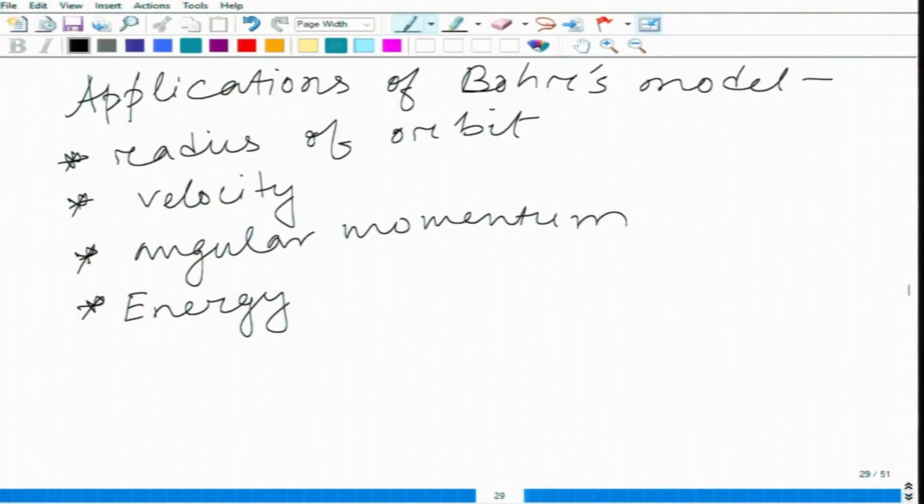We have studied the postulates of Bohr's theory. Now we will study the applications of Bohr's model and we will derive each of these factors mathematically. So let's start. So these are the applications of Bohr's model.